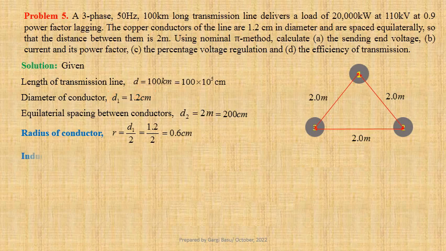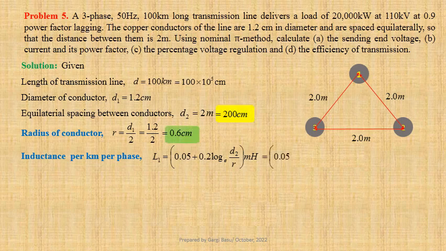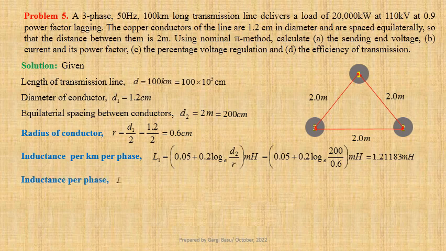Expression for inductance per kilometer per phase L1 equals 0.05 plus 0.2 into log of D2 by R millihenry. Using values we get 0.05 plus 0.2 into log of 200 by 0.6 millihenry, that gives us 1.21183 millihenry. Now we shall calculate inductance per phase. L equals L1 into D.